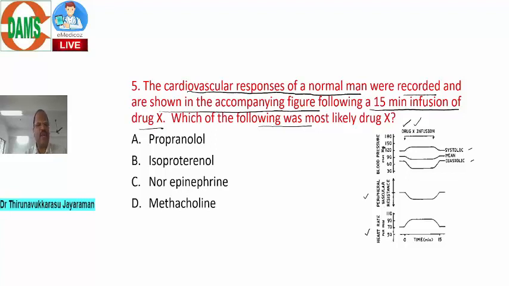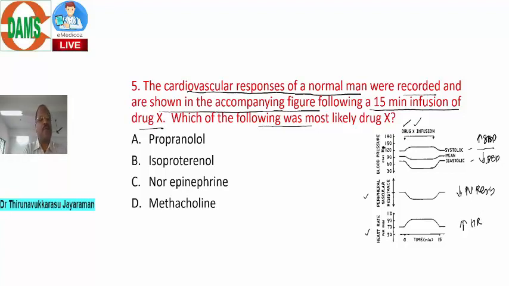Options: propranolol, isoproterenol, norepinephrine, methacholine. Here, interesting. After using drug X, there is an increase in systolic blood pressure and a fall in diastolic blood pressure. This is one finding. Second, there is a reduction of peripheral vascular resistance. One more thing, there's an increase in heart rate. This is the finding. Now go through your options.